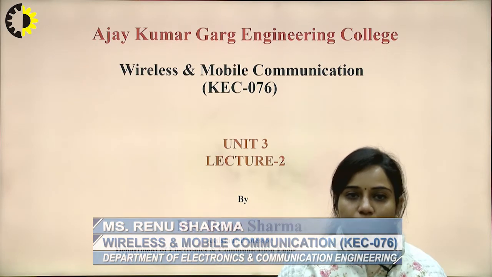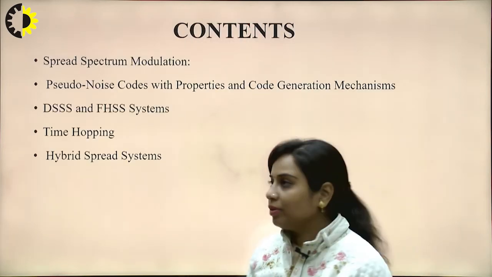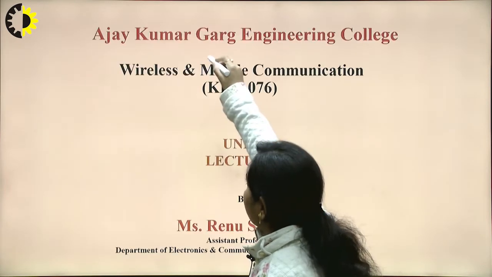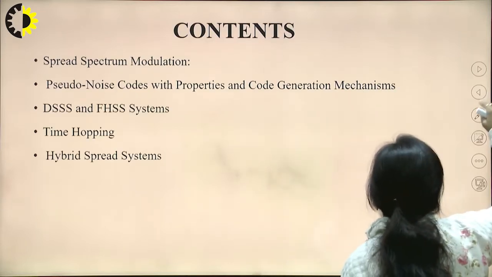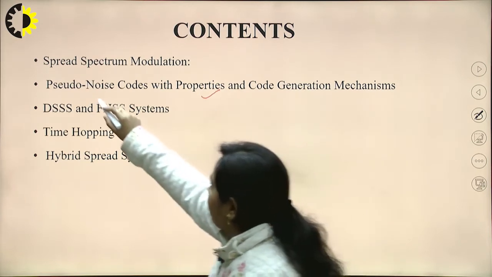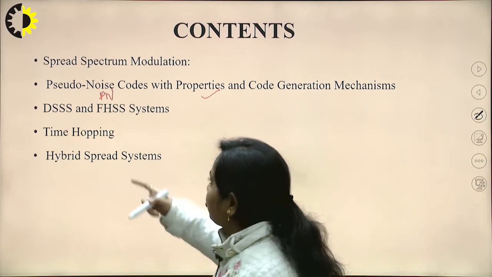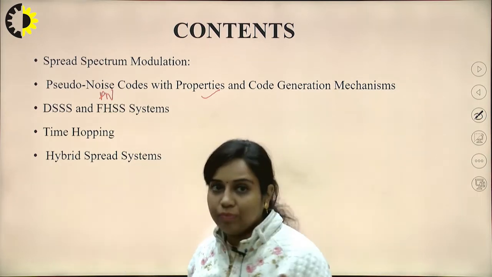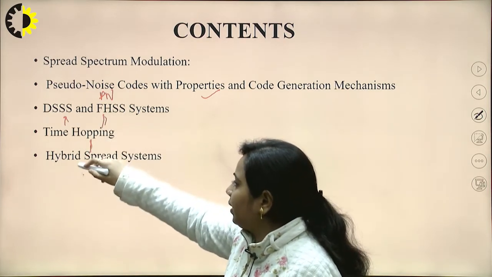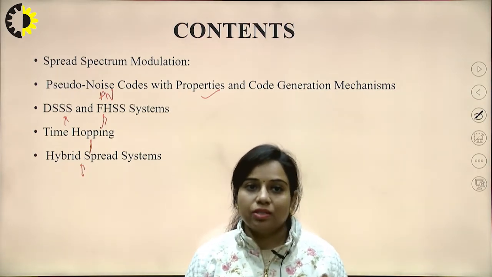Today I am going to start the next lecture of Unit 3, and today's lecture will cover the topics of spread spectrum modulation, also known as SS modulation. Then we are going to study pseudo-noise codes, in short PN codes, with their properties and code generation mechanism. Then there are four different types of SS modulation: first the DSSS, then FHSS, time hopping, and hybrid spread system. So these are the four different types of SS modulation.